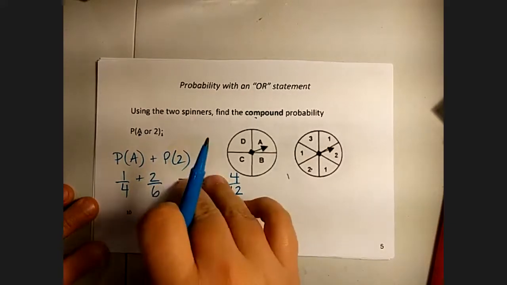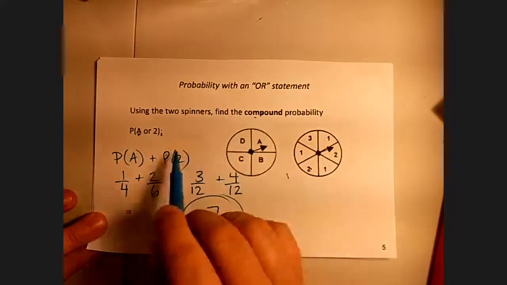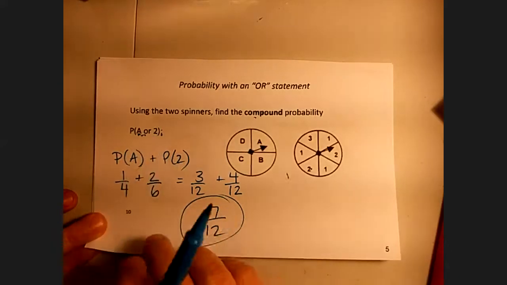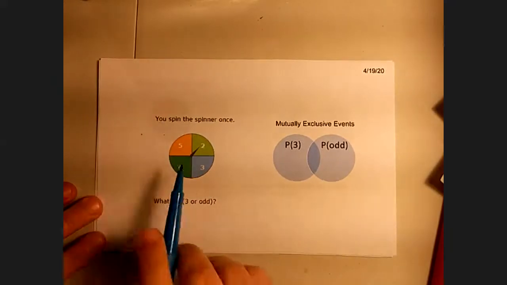So thinking about what we're doing here, the compound probability, if the events are totally separate and don't share anything, you just add their probabilities together. Okay, let's take a look at this one here.